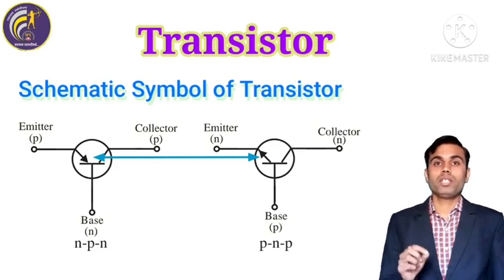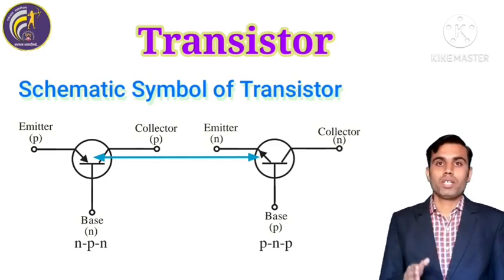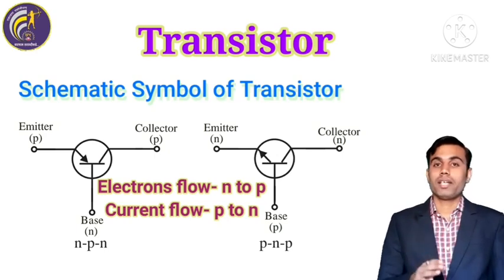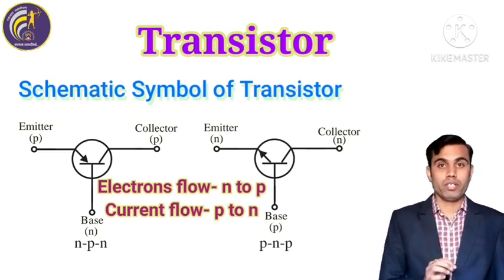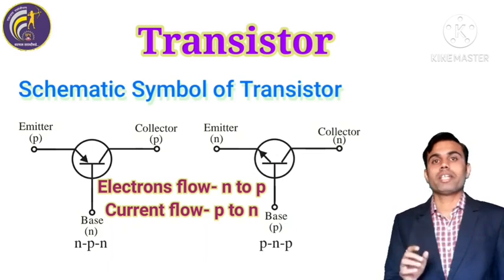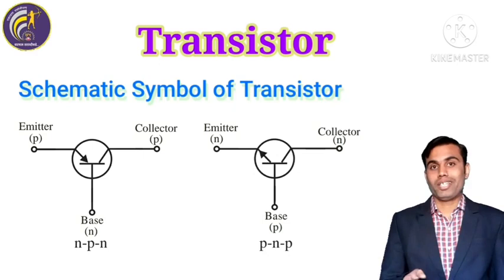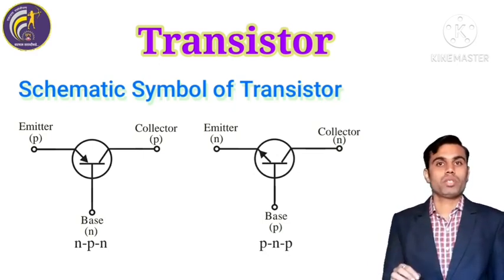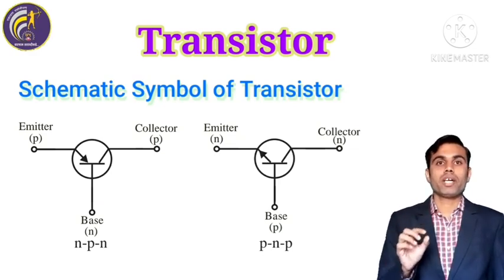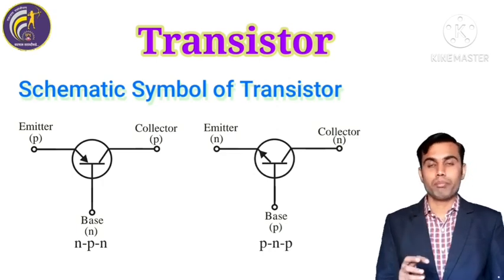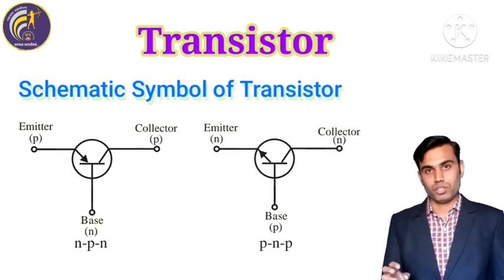This arrow actually denotes the direction of conventional current. As we know, electrons always flow from N-type to P-type, and therefore current must travel from P-type to N-type. So this is actually the direction of current, not electrons. That's why the arrow shows the direction of electric current, the conventional flow of current. So this is the difference between the two symbols of NPN and PNP transistors.